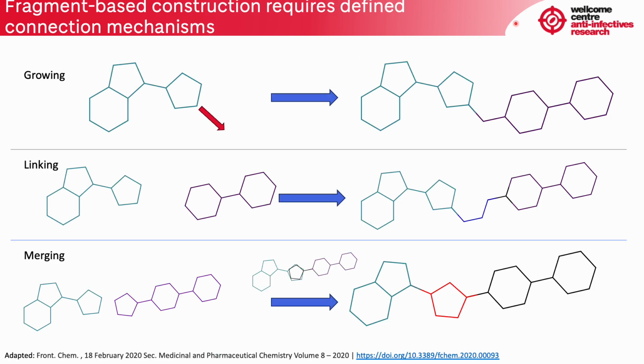Okay, so now we're going to go on to fragment-based construction methods, and how we can start to clip together these individual fragments. The key thing to keep in mind here with fragment-based construction is how we join them together and what the different macro strategies are. So the first one is growing, and fragment growing is the most obvious strategy.